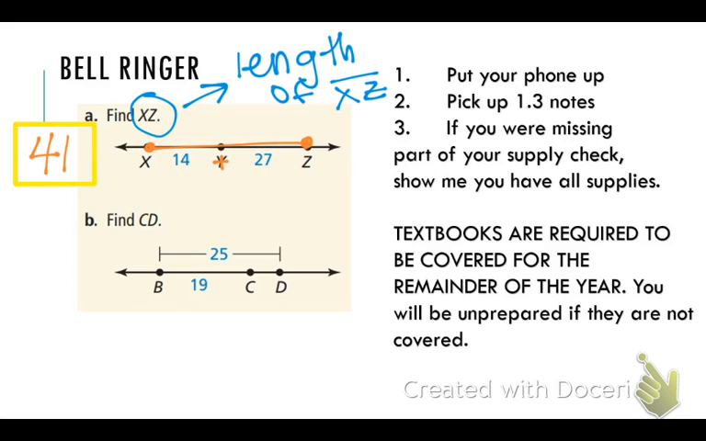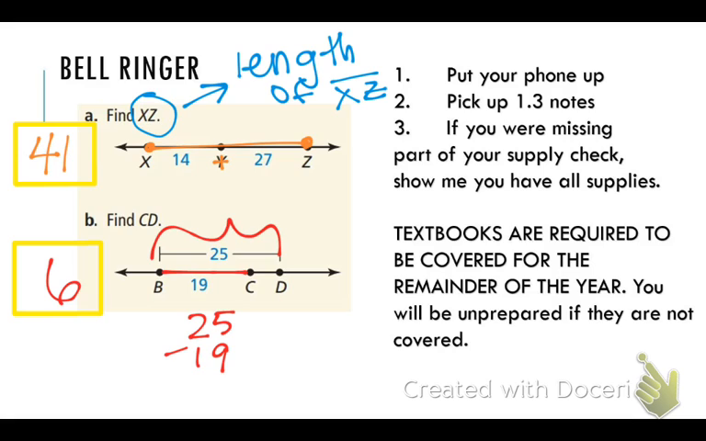Find CD. Find the length of CD. This time we are given the length of the entire line, which is 25. And then we have a piece of it, which is 19. What am I going to do with these two numbers to find CD? Subtract. So 25 minus 19 is 6.